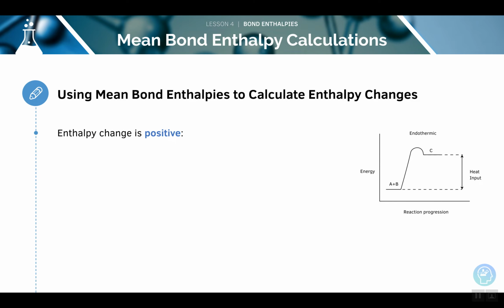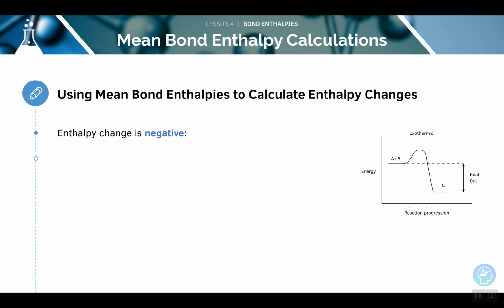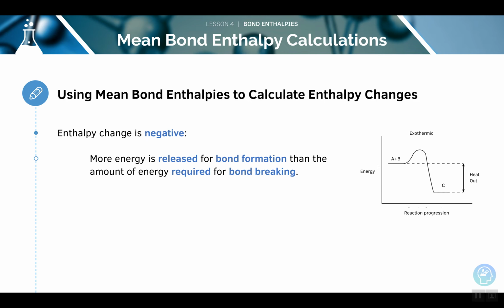Earlier, we learned that the enthalpy change is the combination of formation and breaking of bonds. The enthalpy change will be positive if more energy is required to break bonds than the amount of energy released when bonds are formed. The enthalpy change will be negative if more energy is released for formation than the energy required for bond breaking.